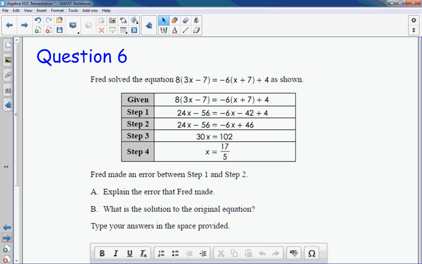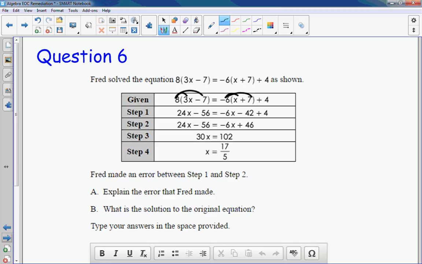Fred solved the equation 8 times the quantity 3x minus 7 equals negative 6 times the quantity x plus 7 plus 4, as shown. Fred made an error between step 1 and 2. A, explain the error that Fred made. So let's look between step 1 and 2. Well, what did Fred do here? He distributed the 8 and got 24x minus 56, which is correct. Then he distributed negative 6 and got negative 6x minus 42, and then there's still the plus 4 at the end. He got rid of the parentheses.